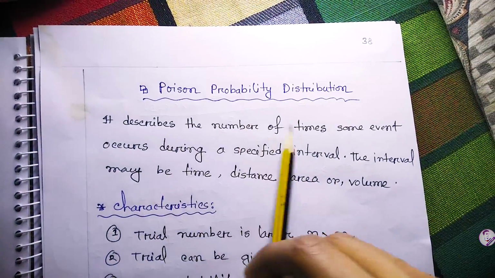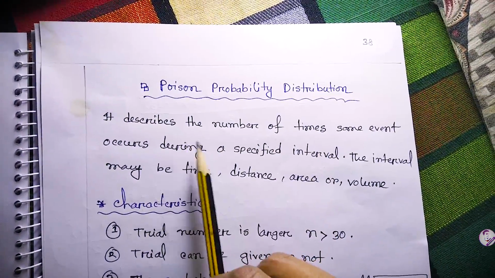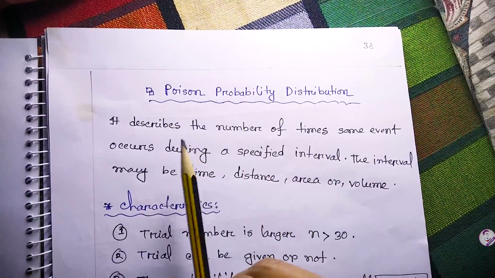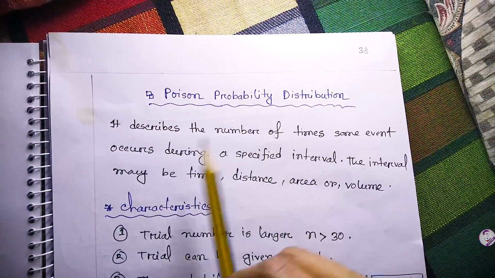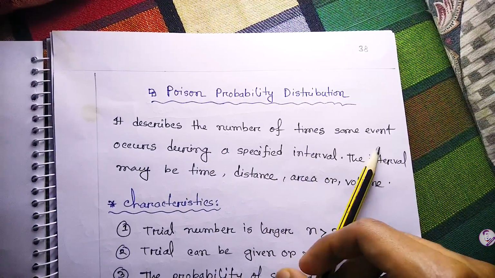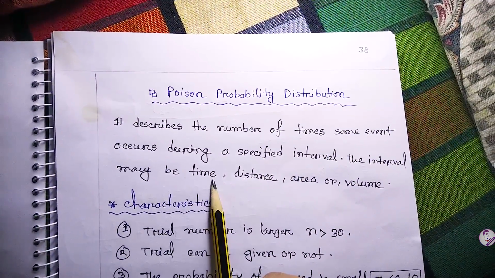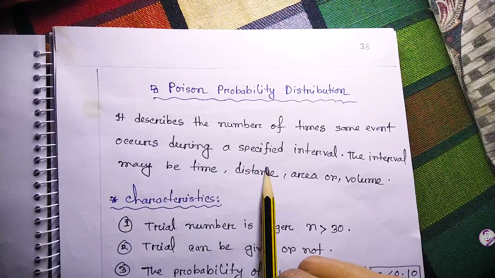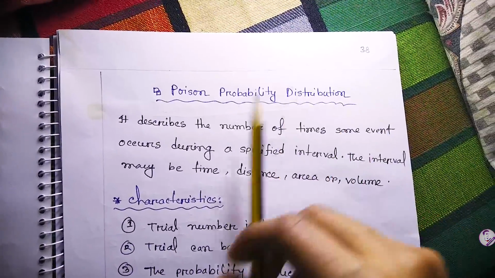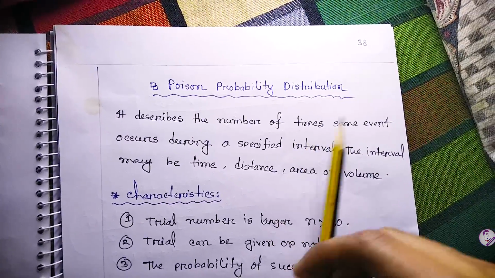Let's understand what the Poisson probability is. It describes the number of times some event occurs during a specific interval. Again, remember, it describes the number of times some event occurs during a specific interval. It may be a time interval, a distance interval, an area, or some volume. So within that interval, how many times does some event occur.